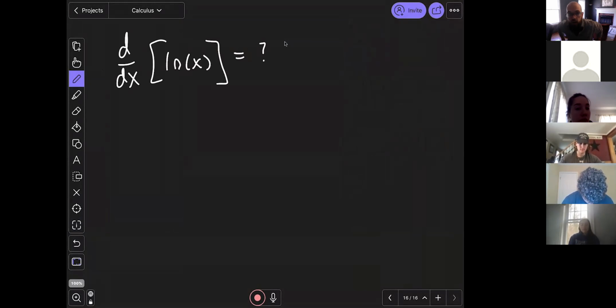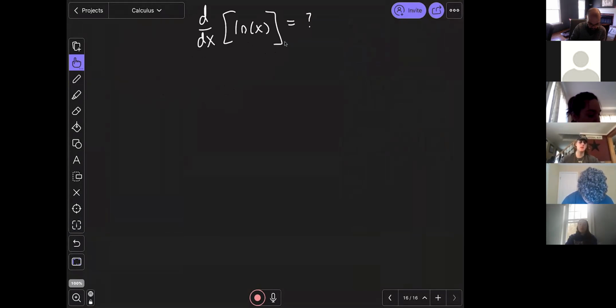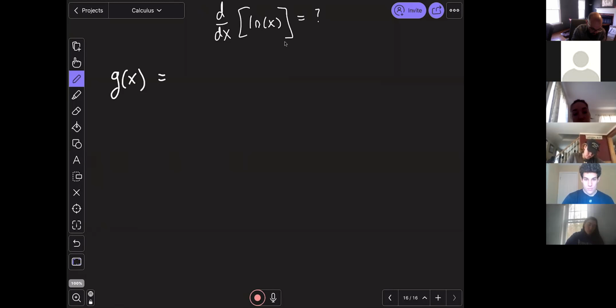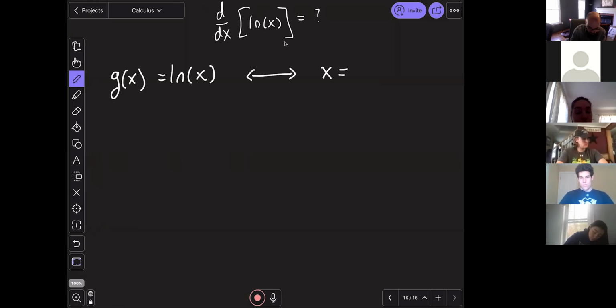Okay. All right. So the derivative of natural log. I'm going to put this up here at the top. So the key to solving this problem is figuring out that if I have some function, I think our book calls it g of x, if g of x equals the natural log of x, that's the same thing as saying x equals e to the g of x.